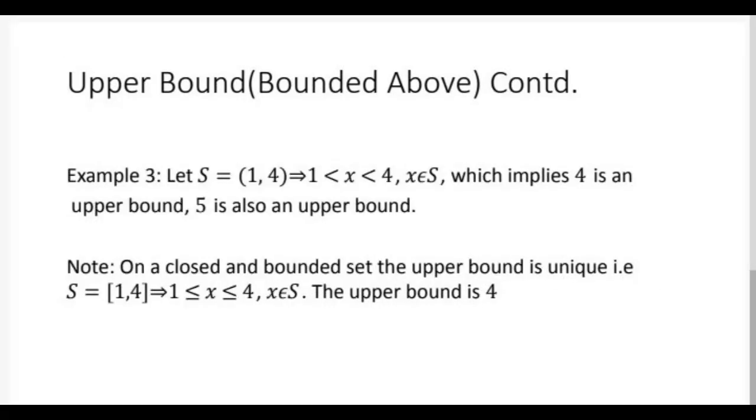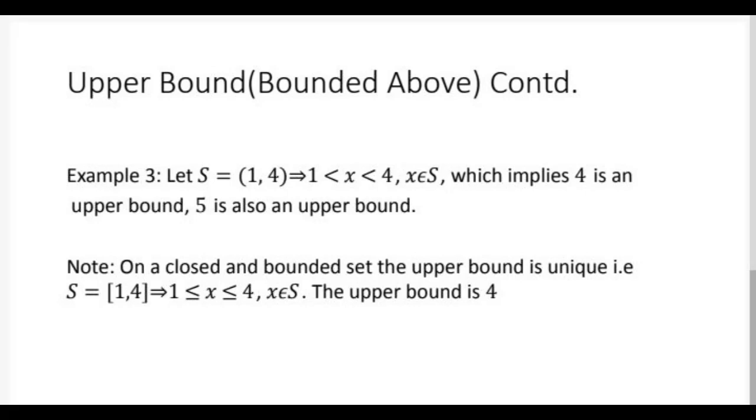Let's continue discussing the concept of upper bound, also known as a set being bounded above. Example 3. Let the set S be the open interval from 1 to 4. That means all values of x in the set are greater than 1 and less than 4. In other words, x is greater than 1 and less than 4, and x is an element of the set S. Now, since all values in the set are less than 4, the number 4 is an upper bound. Also, any number greater than 4, like 5, is also an upper bound, because all elements of the set are still less than 5. So we can see that open intervals can have more than one upper bound.